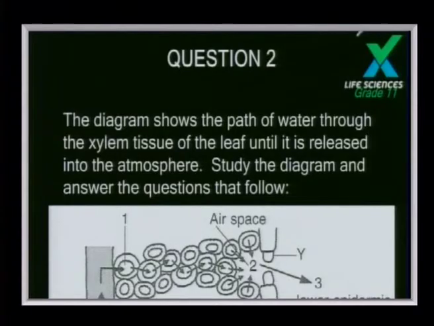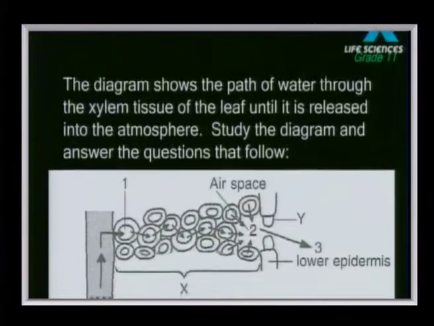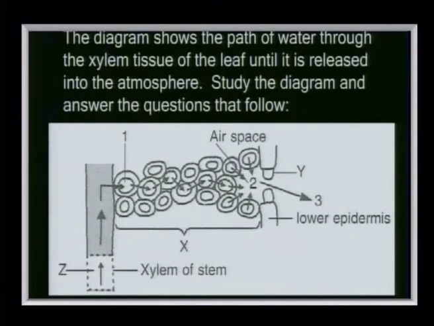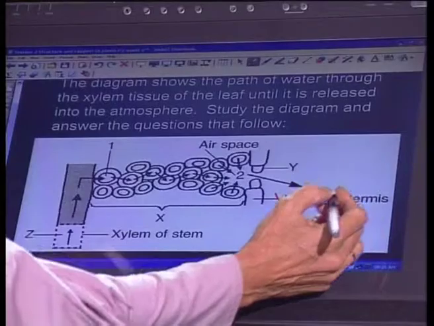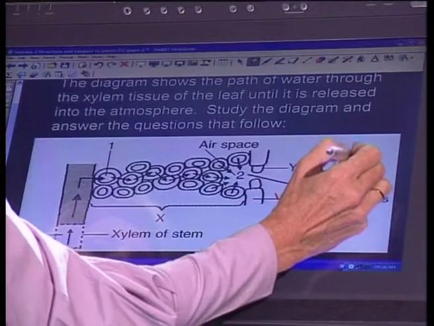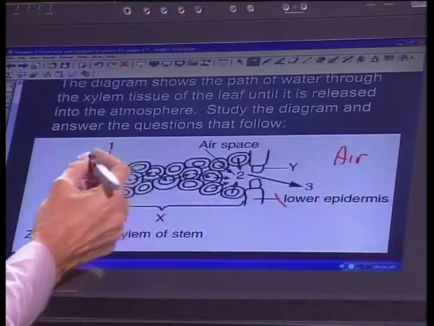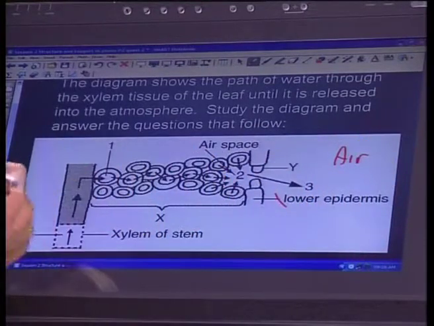All right, people, now we look at question 2. And here we have a diagram of the pathway through the xylem tissue of the leaf until it is released into the atmosphere. So clearly over here is where the atmosphere is. This is where the air is. All right, the atmosphere. Now study the diagram and answer the questions that follow.